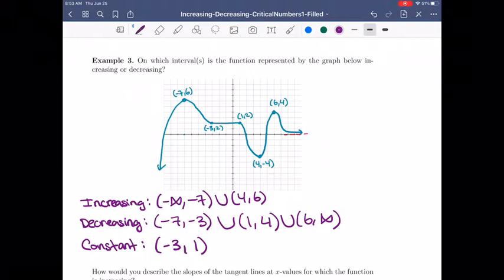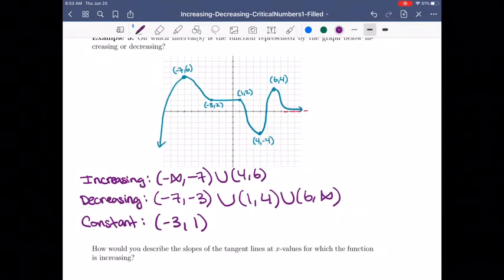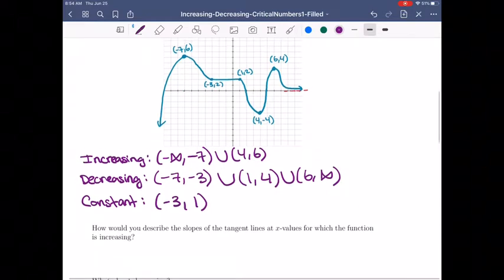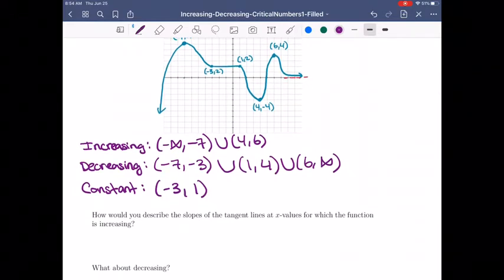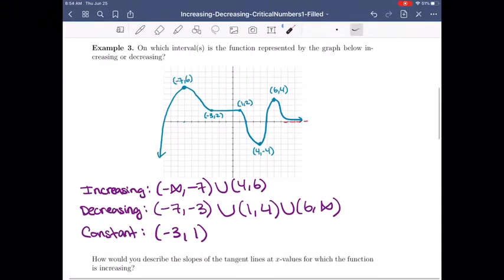So it is fairly straightforward to tell when you're increasing and decreasing when you have a graph. What about if you didn't have a graph? Okay, so what do we notice about the places where the function is increasing? In particular, how would we describe the slopes when the function is increasing? So let's just take a few points in these intervals, and we'll think about the slopes.